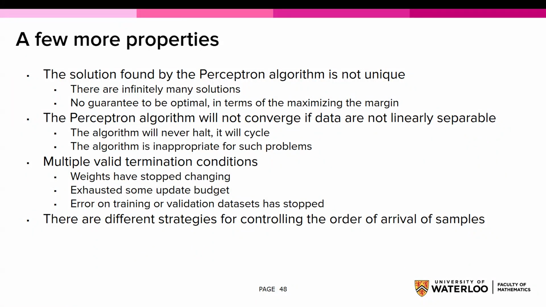In terms of implementing this in practice, there's a few valid termination conditions. Specifically, you could wait for the weights to stop changing. You could specify some number of updates or training budget and terminate the training once you've exhausted that. Or you can wait for the error on the training or validation step to have reached some satisfactory amount. There are different strategies for controlling the order of arrival of samples, and if you're interested, you can look those up in your textbook.